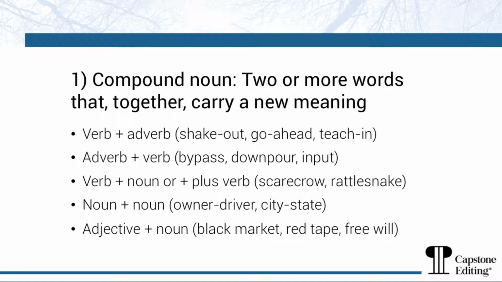They are verb plus adverb, like shake out, go ahead, and teach in. Adverb plus verb, like bypass, downpour, and input. Verb plus noun or noun plus verb, like scarecrow, rattlesnake, and roadblock. Noun plus noun, like owner, driver, and city-state. Adjective plus noun, like black market, red tape, and free will.